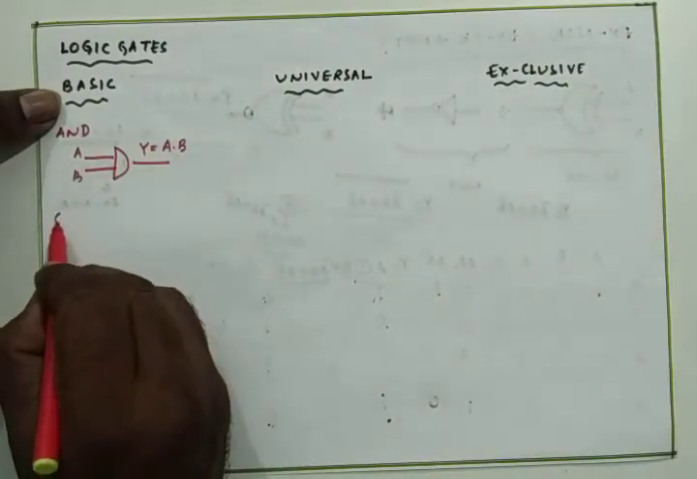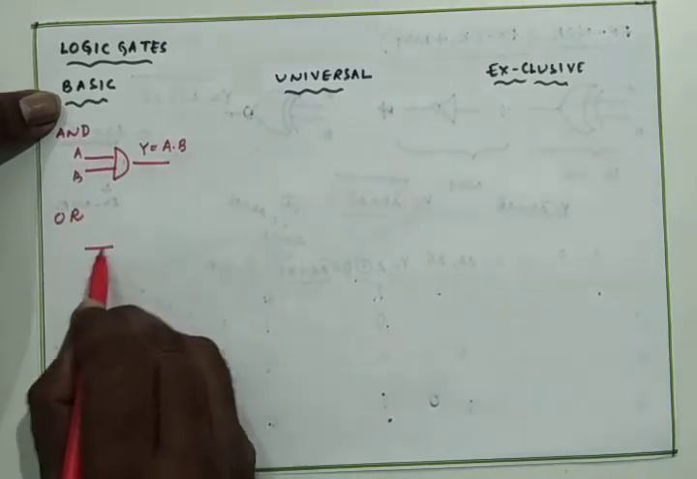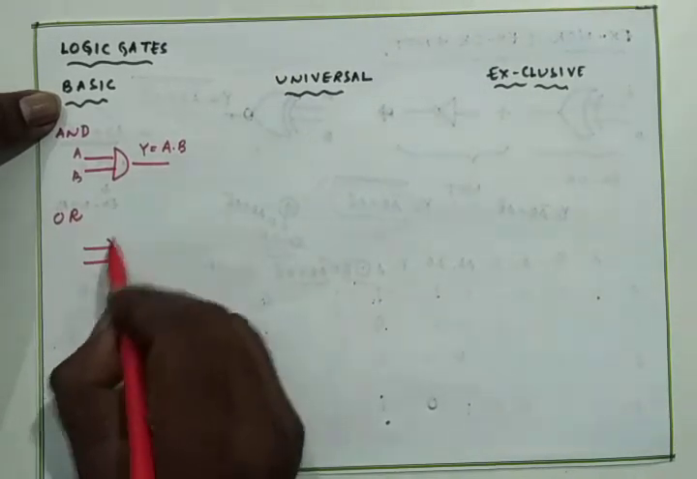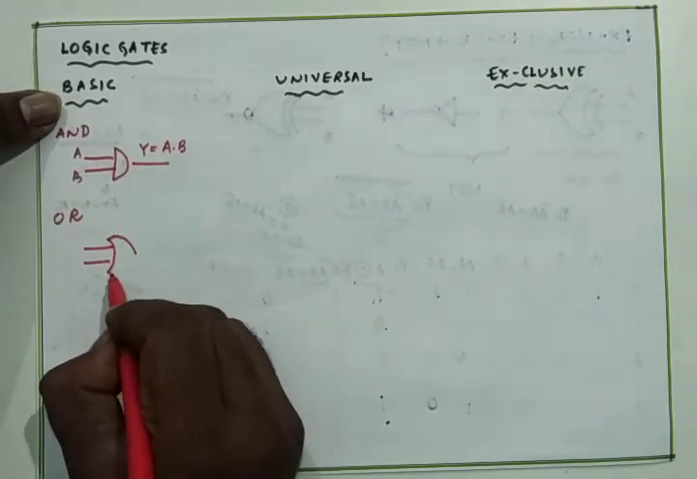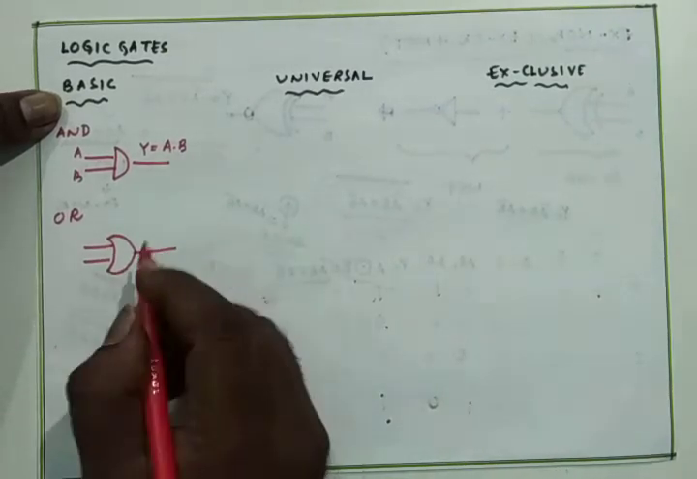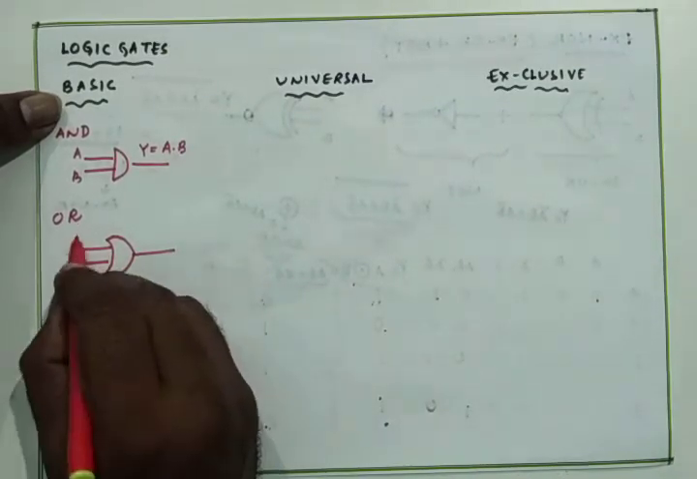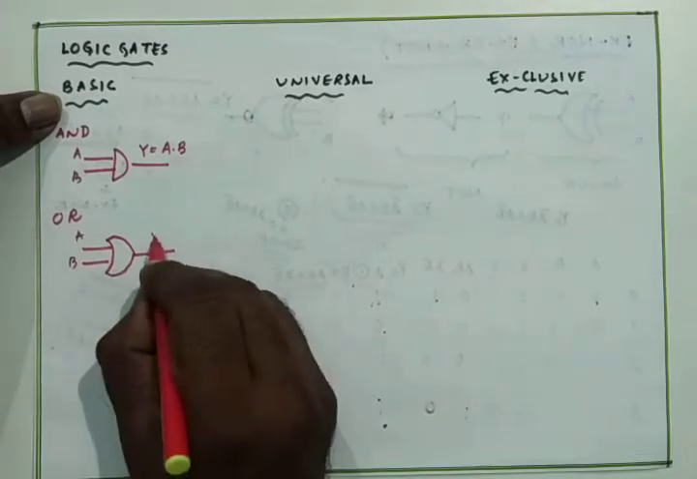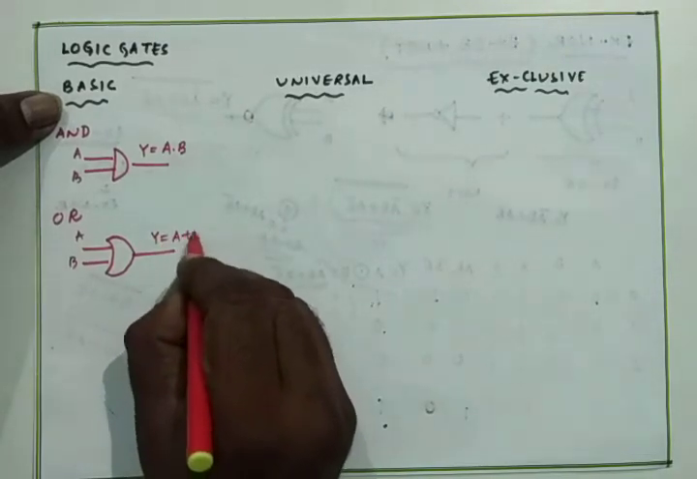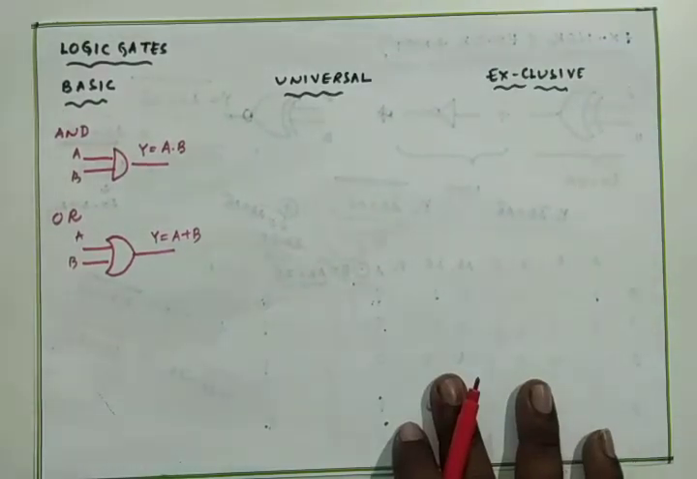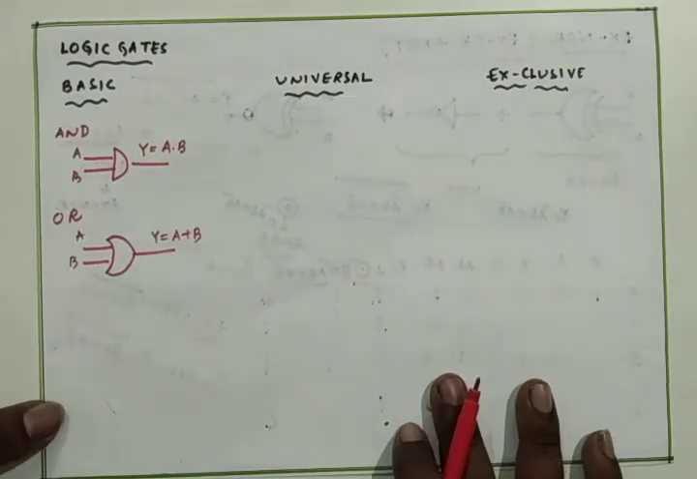The second gate is what? The OR gate. The OR gate again has two inputs connected as inputs, that is A, B, then the output Y is equal to A plus B. That is, the addition of the two inputs is provided by the OR gate.